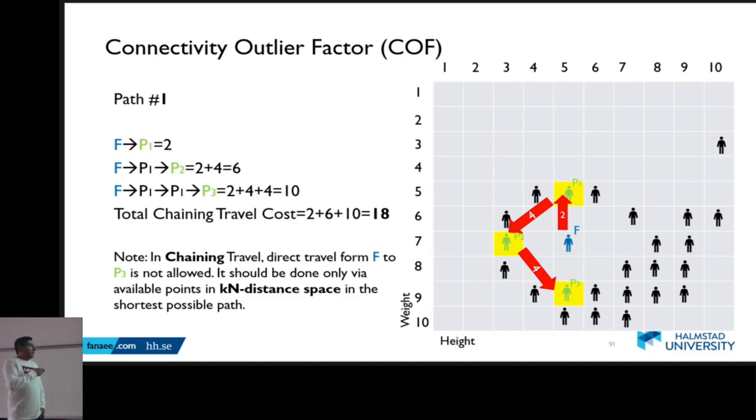So attention, in chaining travel cost, direct travel from F to P3 is not allowed. So you cannot compute the distance from F to P3 and say 2. No, you can't travel from the points directly to the target. You should go through the other members of the KN distance space, from the lowest distance to the maximum distance.